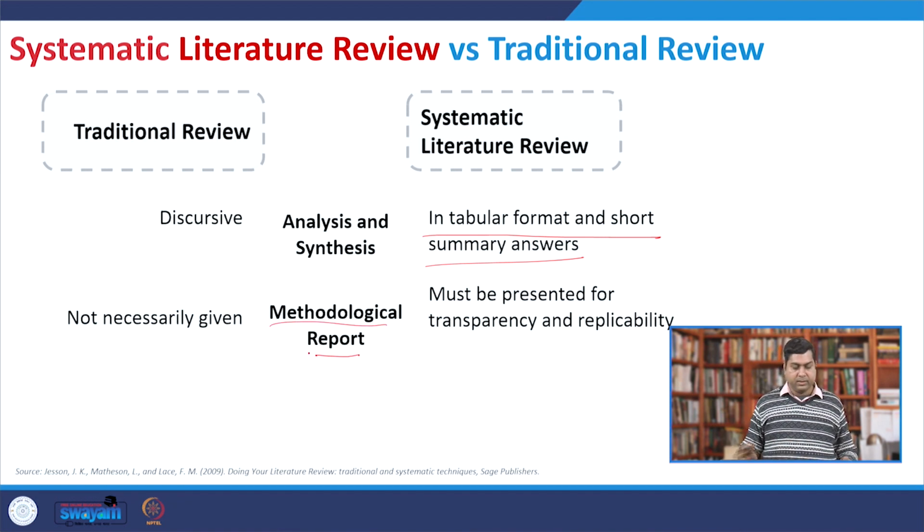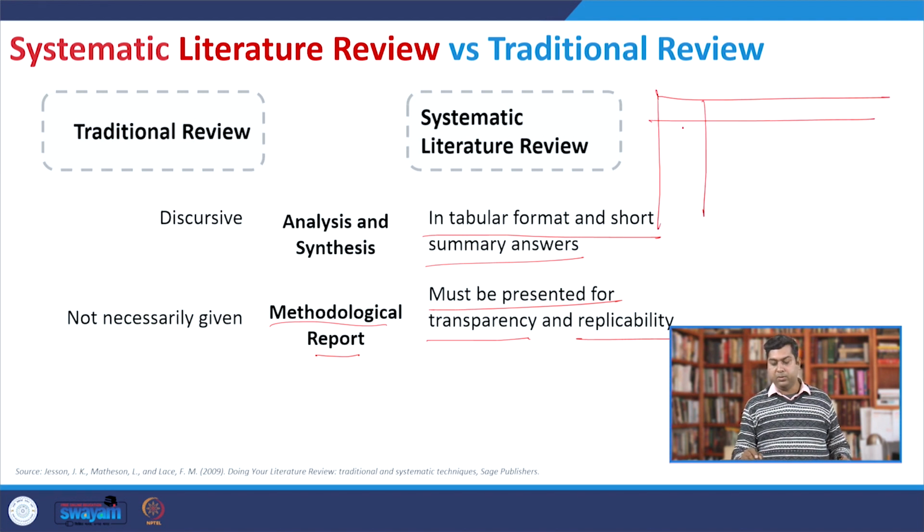Methodological report. In a traditional review, it is not necessarily required, but for systematic literature review it must be presented for transparency and replicability. So this particular table is a reference document for a researcher. For example, you prepare a table where you write the paper code, or the author, author 1, author 2, then the location of the paper, then the objective of the paper, then the method they have used, and finally the conclusion.